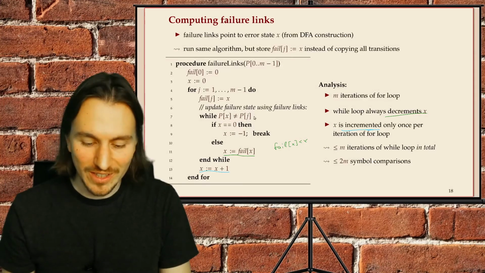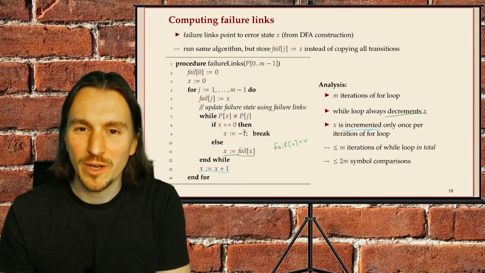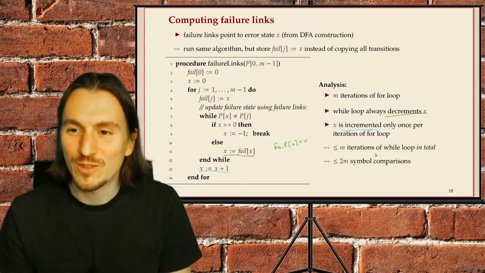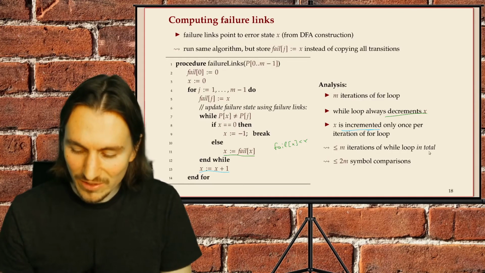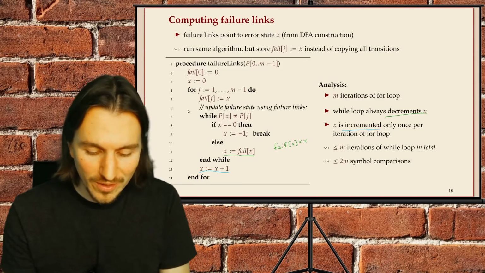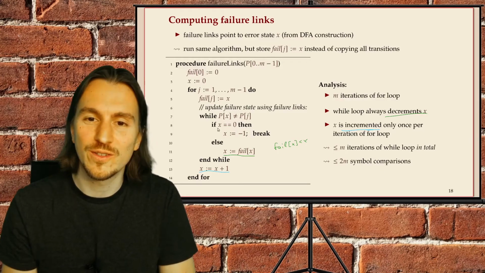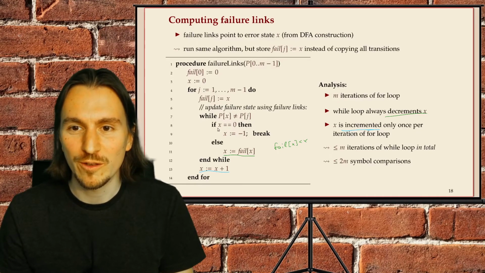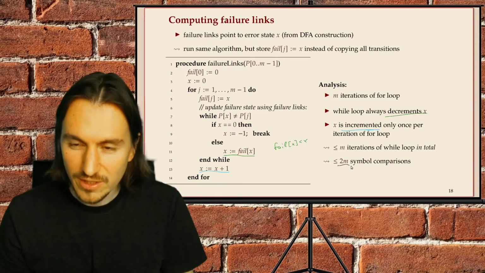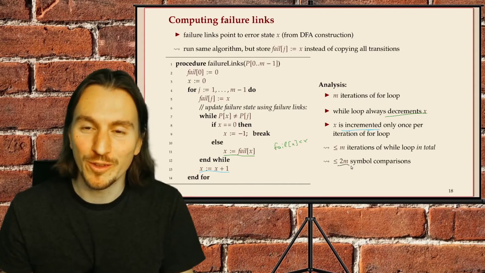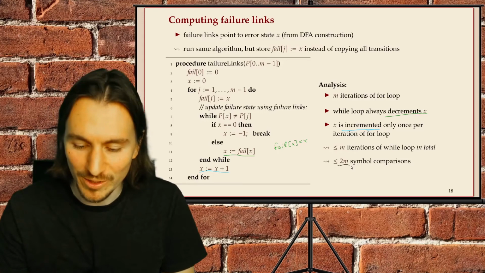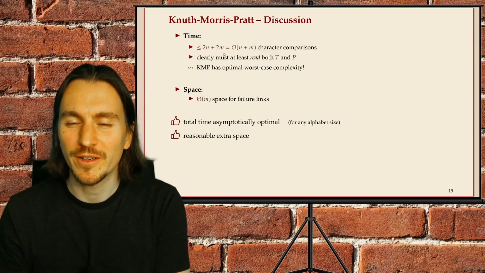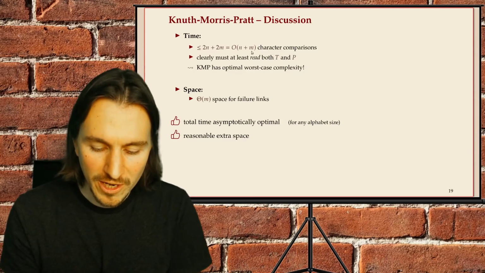We can basically charge each iteration of this inner while loop to one iteration of the outer for loop. And we only have m iterations for the outer loop. So that means we can in total only have m iterations of the outer loop and m iterations of the inner loop at most. That's another 2m symbol comparisons for computing the failure links. So that's 2m. Previously it was 2n for the text. In total, it's 2 times n plus m. That's what's written here. The character comparisons are 2 times n plus m.